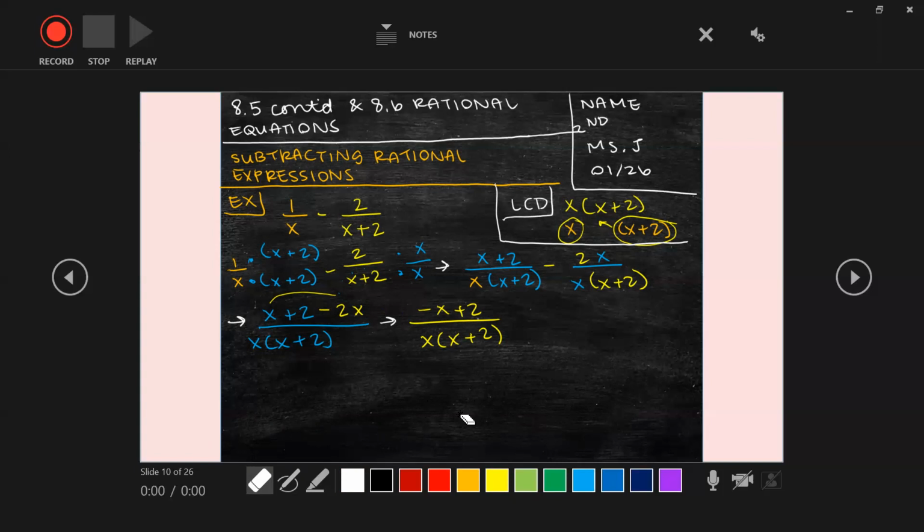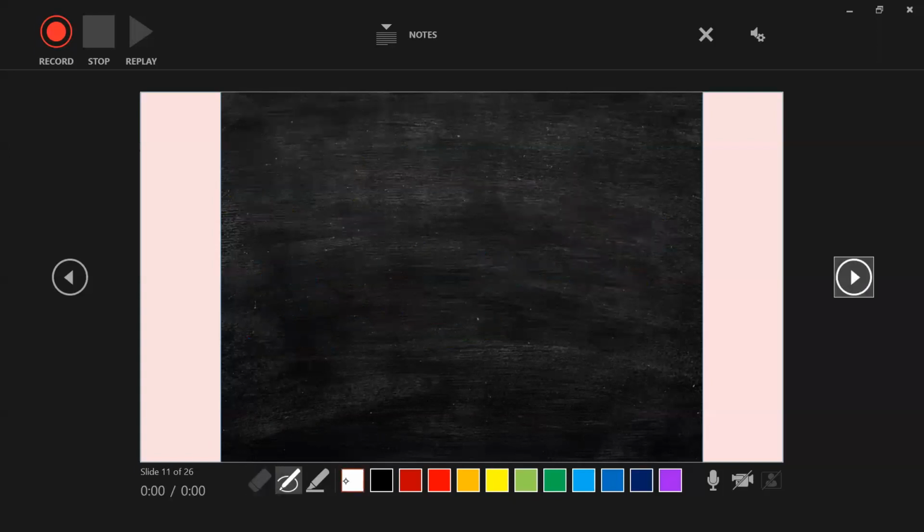So I want you guys to try one really quickly. I want you guys to try 1 over 2x minus 4 over x plus 3. First step is find your LCD.